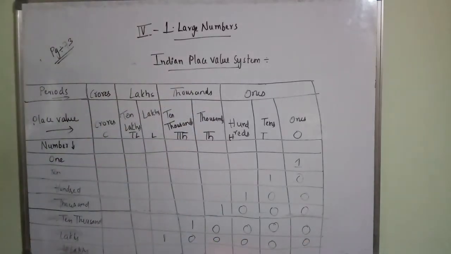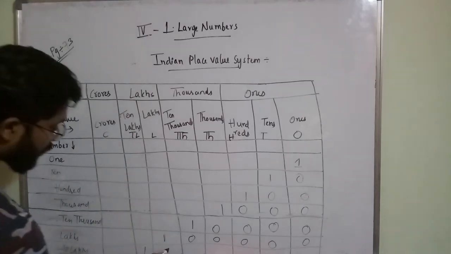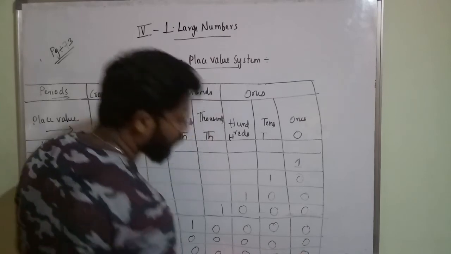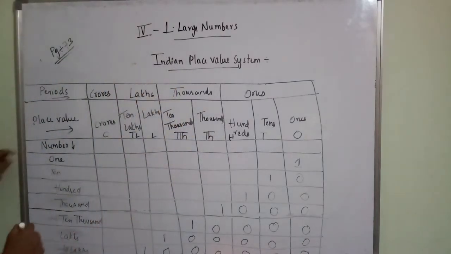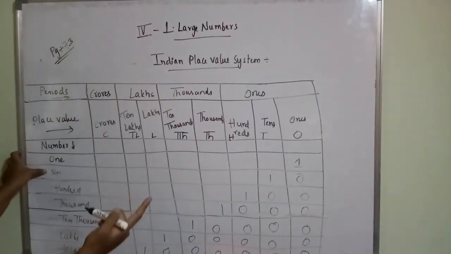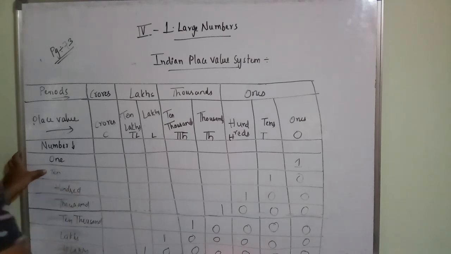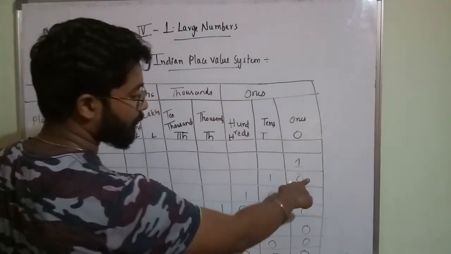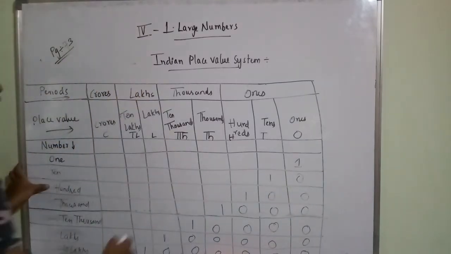10 lakhs. So 10 lakhs is here, no? 1 0 0 0 0 0 0. Okay, so I will explain you clearly. 1 is a one digit number, so I have written in ones place. 10 is which number? 2 digit number, no? So you have to start from tens place and you have to again fill with ones place. Next 100 is here, where?